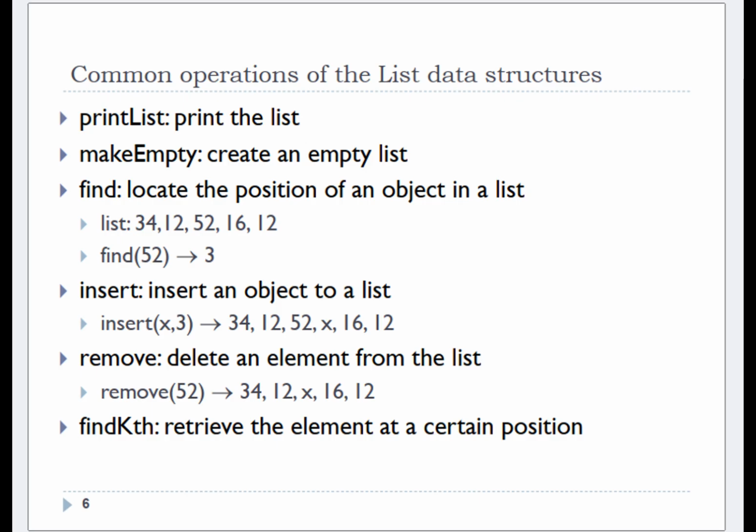Insert: insert an object into a list, e.g., insert x at position 3 gives 34, 12, x, 52, 16, 12. Remove: delete an element from the list, e.g., remove 52 gives 34, 12, x, 16, 12. Find kth: retrieve the element at a certain position.